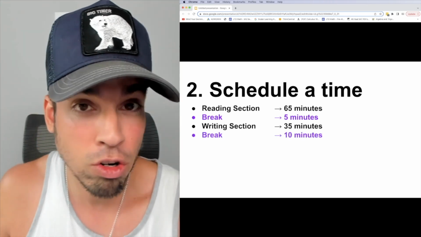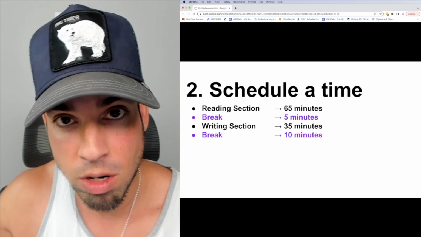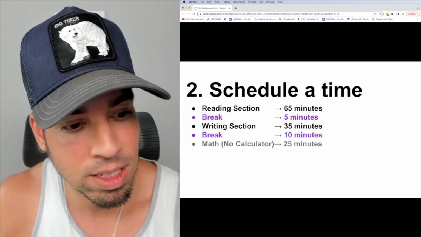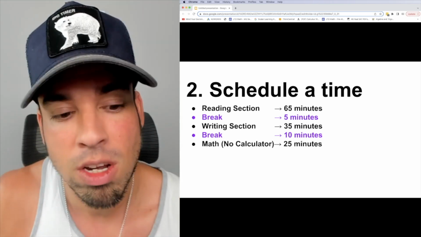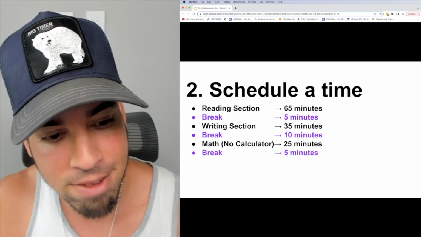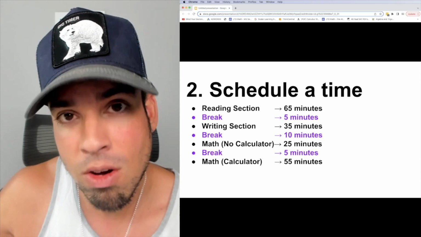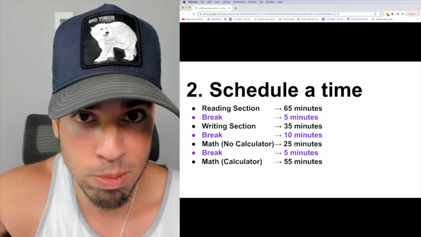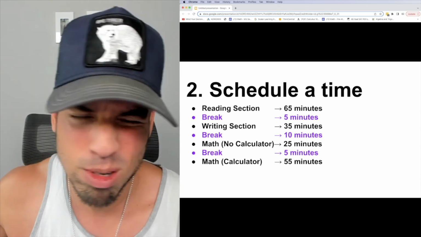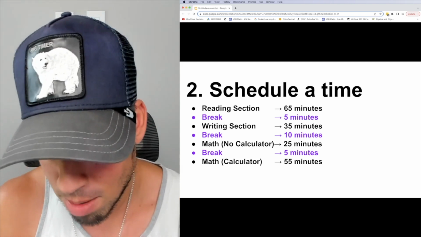And then you're going to take a longer break, 10 minutes, go to the bathroom, drink some water, have a snack, whatever. Then you're going to dive into the math no calculator section, that's 25 minutes, another 5-minute break, and then you have your math calculator section, which is 55 minutes. Now, on the real SAT, they're going to have an experimental section, a 5th section at the end. You don't need to take that here. This is just to establish your baseline.